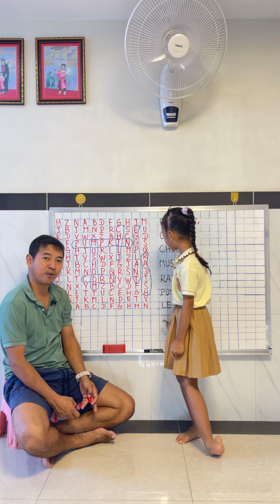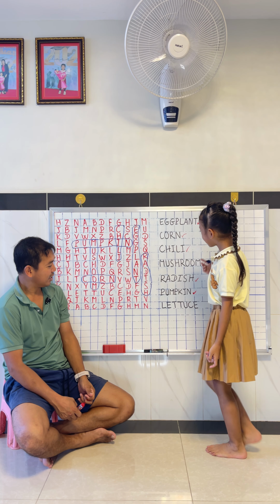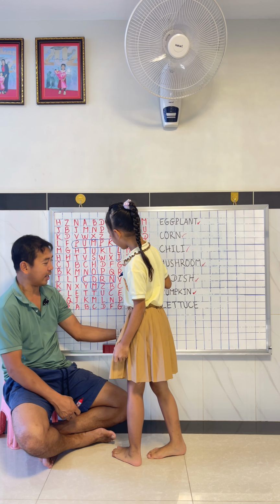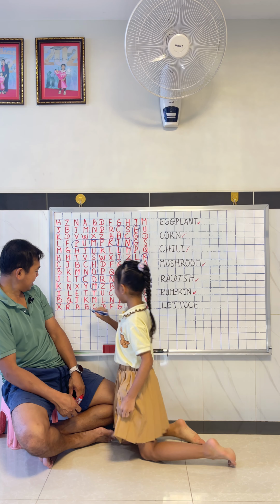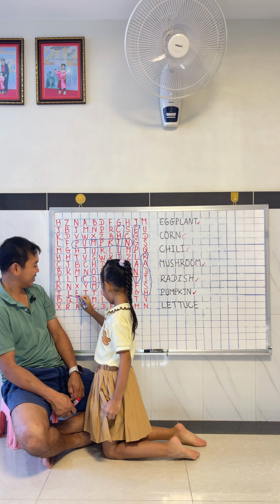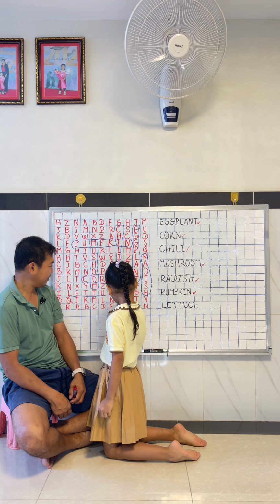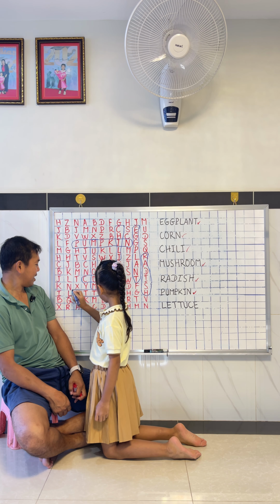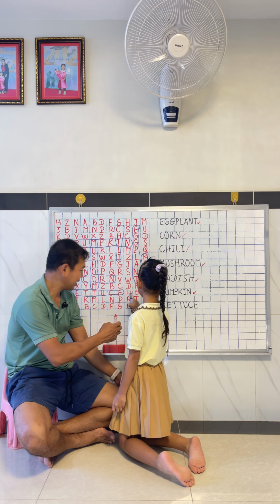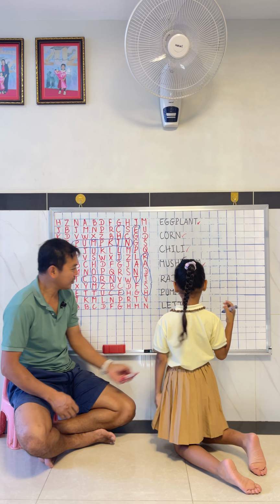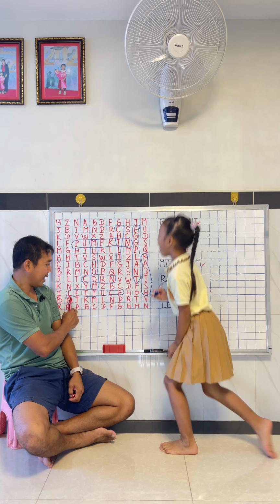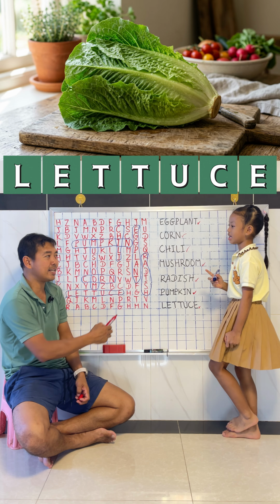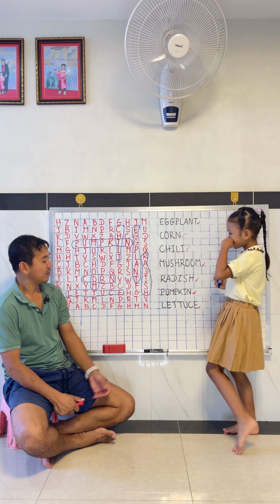And then the last one. Lettuce. Where is lettuce? Start from letter L. I see lettuce. Where? Okay, good. Start from letter L, finish with letter E. Yes, lettuce. So spelling lettuce again. L-E-T-T-U-C-E.